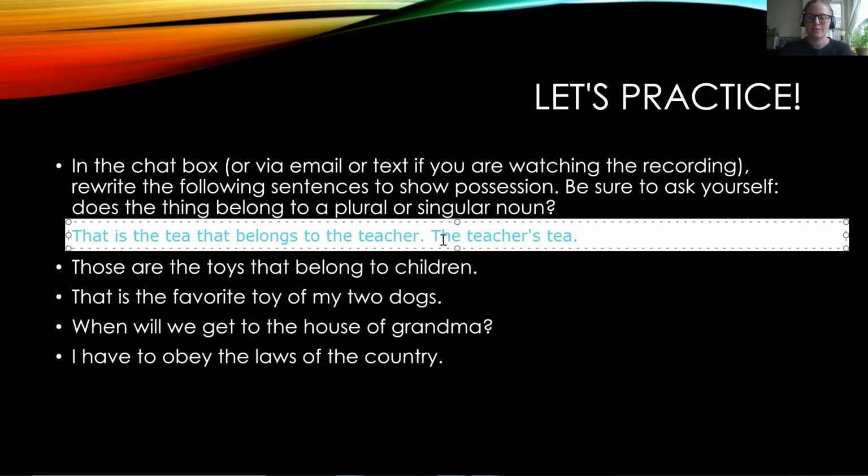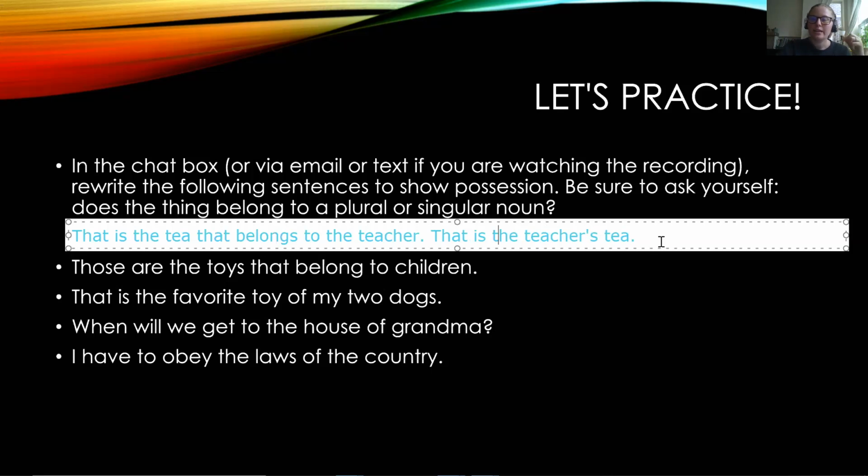Here we have 3 words. We could increase it: that is the teacher's tea. 1, 2, 3, 4, 5 words. That's a much shorter sentence than "that is the tea that belongs to the teacher." 1, 2, 3, 4, 5, 6, 7, 8, 9. All right.